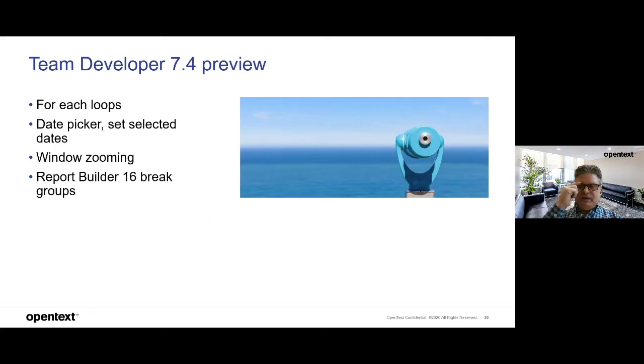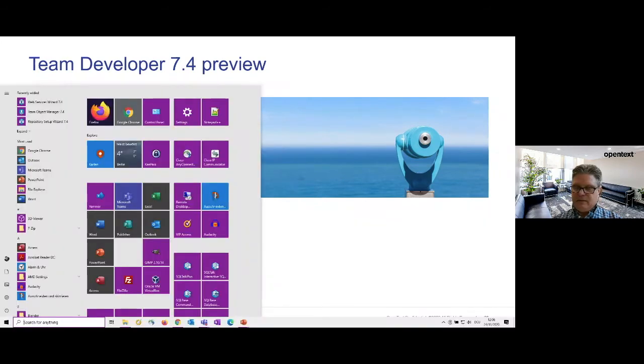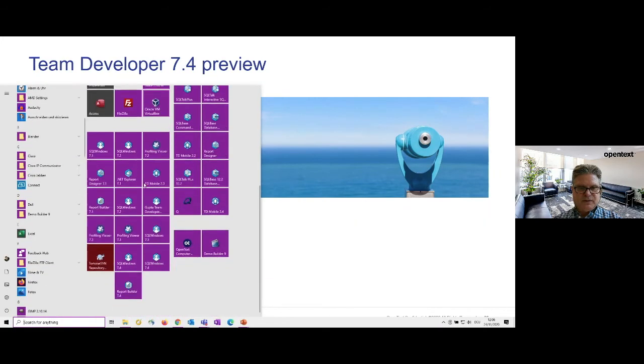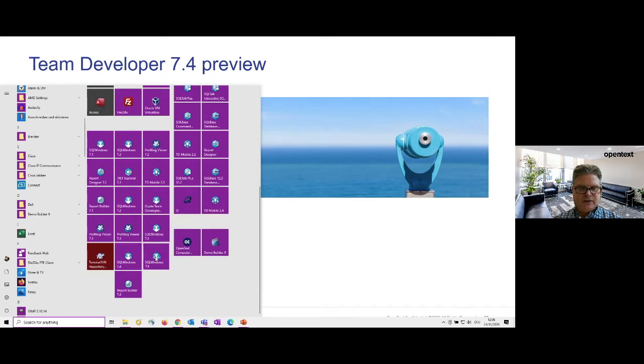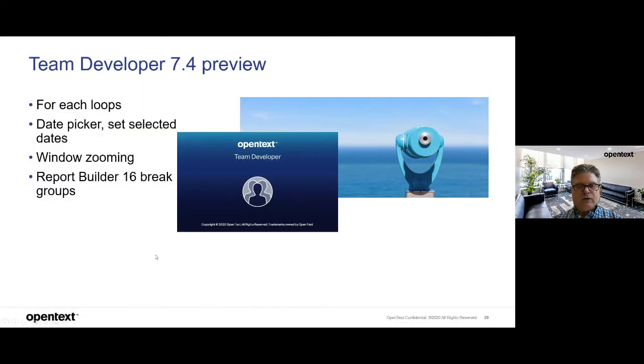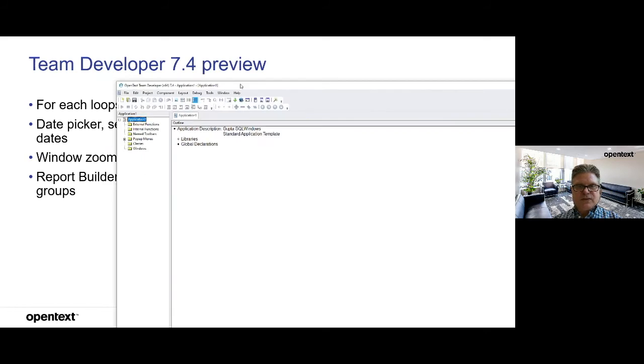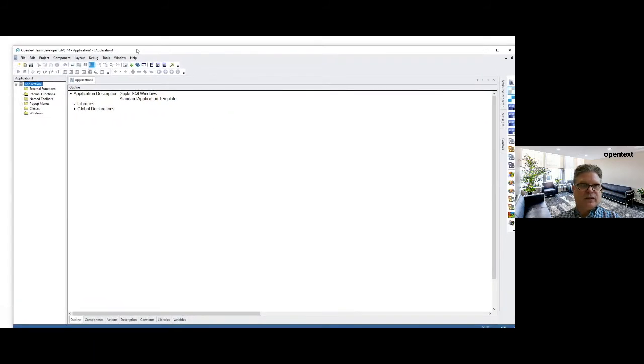Okay, so here's the Team Developer 7.4 preview. And now I'd like to take you on a quick view into this new release. So for each loops, let's see that. I start the right Team Developer here. I do have a 64-bit version of Team Developer 7.4 installed. Yeah, that's the 7.4 version here. And let me open the for each test application.